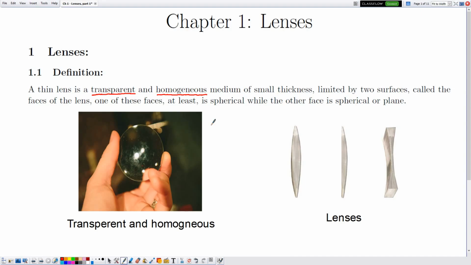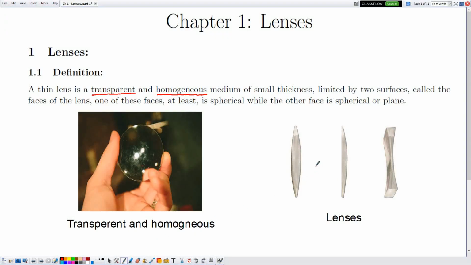The lens is either made up of glass or plastic, limited by two surfaces called the faces of the lens. At least one of these faces is spherical, while the other face is spherical or plane. Here, if you look at the first figure, we can notice that this is a lens because it is transparent. We can see what is found behind the lens, and it is homogeneous because it's obvious that it's made up of glass.